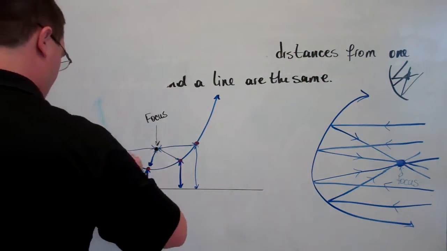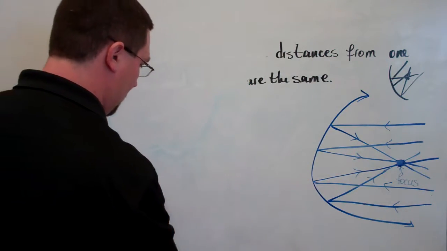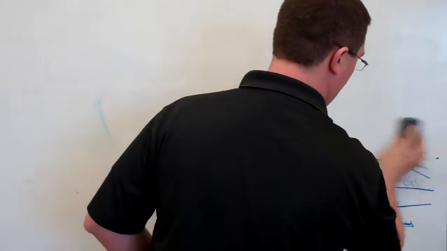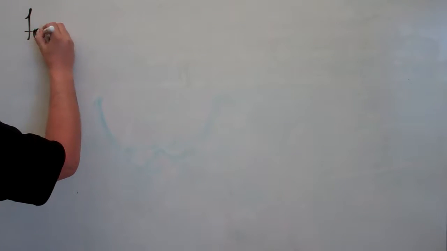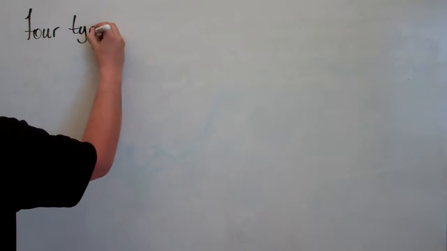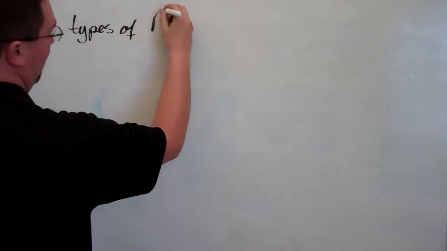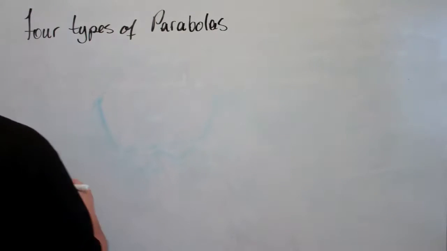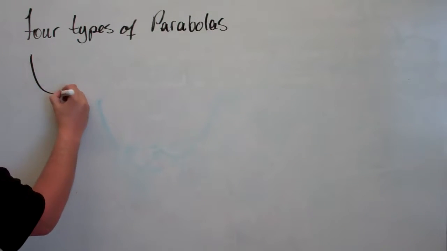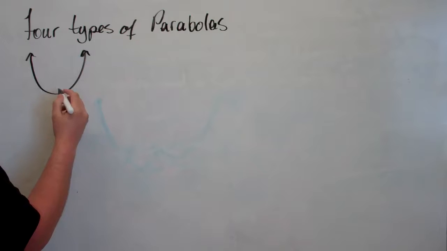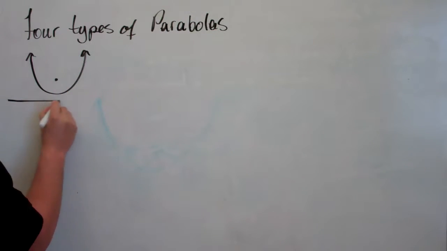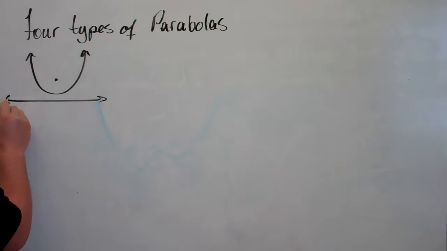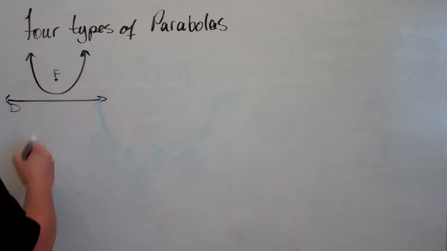Let's keep going here. There are 4 types of parabolas. You have one that opens up. The focus point will be inside, and your directrix line will be below down here. This is your directrix line, and that's your focus point.